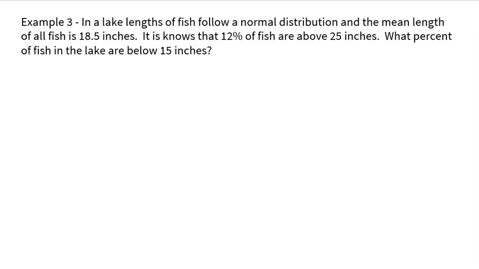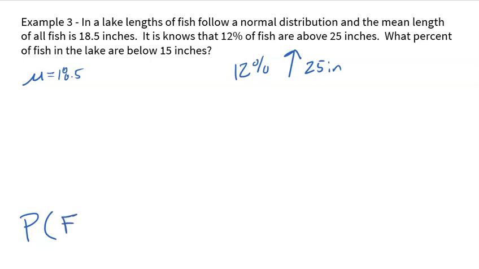All right. In a lake, lengths of fish follow a normal distribution, with a mean of 18.5 inches. It is known that 12% of fish are above 25 inches. That's not extremely significant, because 12% is not low. What percent of fish are below 15 inches? So the question they're asking is what percent, what probability, what proportion of fish are below 15 inches.